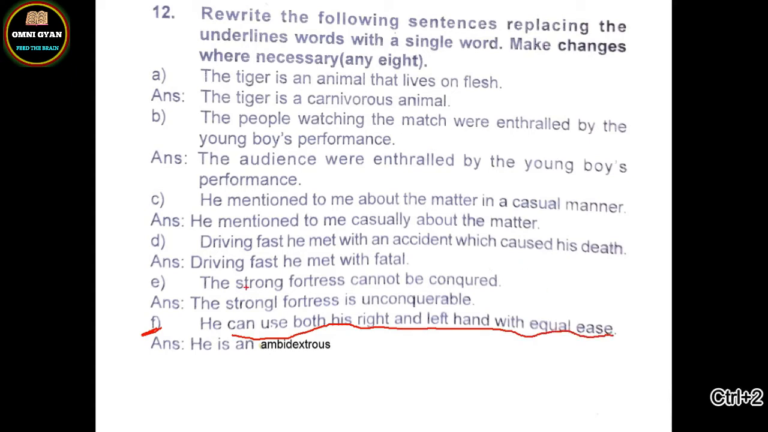So somebody who uses both his left hand and right hand is known as ambidextrous. So he is an ambidextrous. Okay, he is an ambidextrous means he can use both his right and left hand with equal ease. Please note the spelling of ambidextrous. It's a little difficult spelling, not that much difficult also. Ambidextrous, T-R-O-U-S. Okay, let's move on.